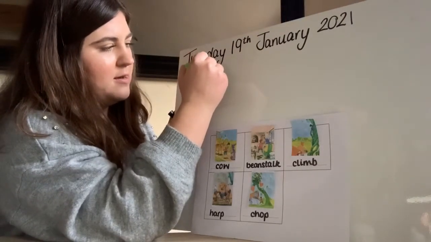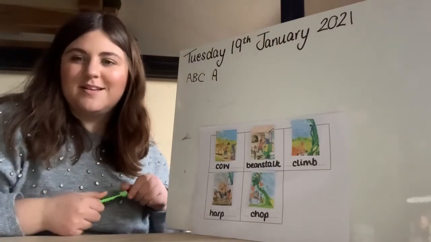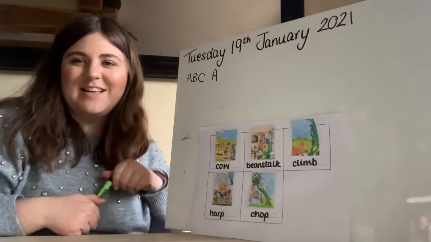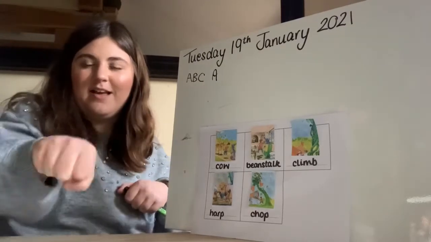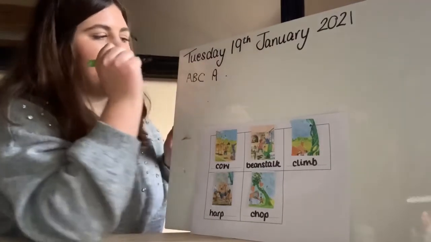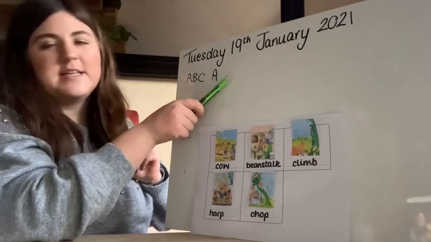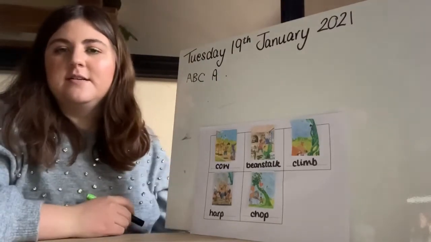And then, what about at the end of our sentence? Can you remember? What do we need at the end of a sentence? We need a big full stop. Well done. Okay, perfect. So we've remembered we need our capital letters, finger spaces and full stops in our sentence.